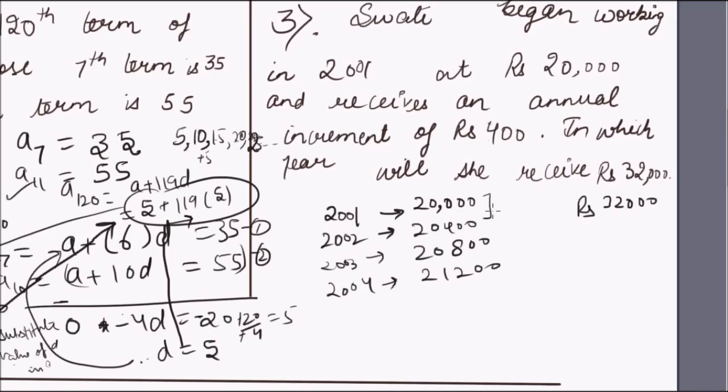Clearly increment is of 400 in each year, that is common difference is 400. This is also an AP with first term as 20,000, second term as 20,400, and let this term be n because we have to find the year corresponding to this term.